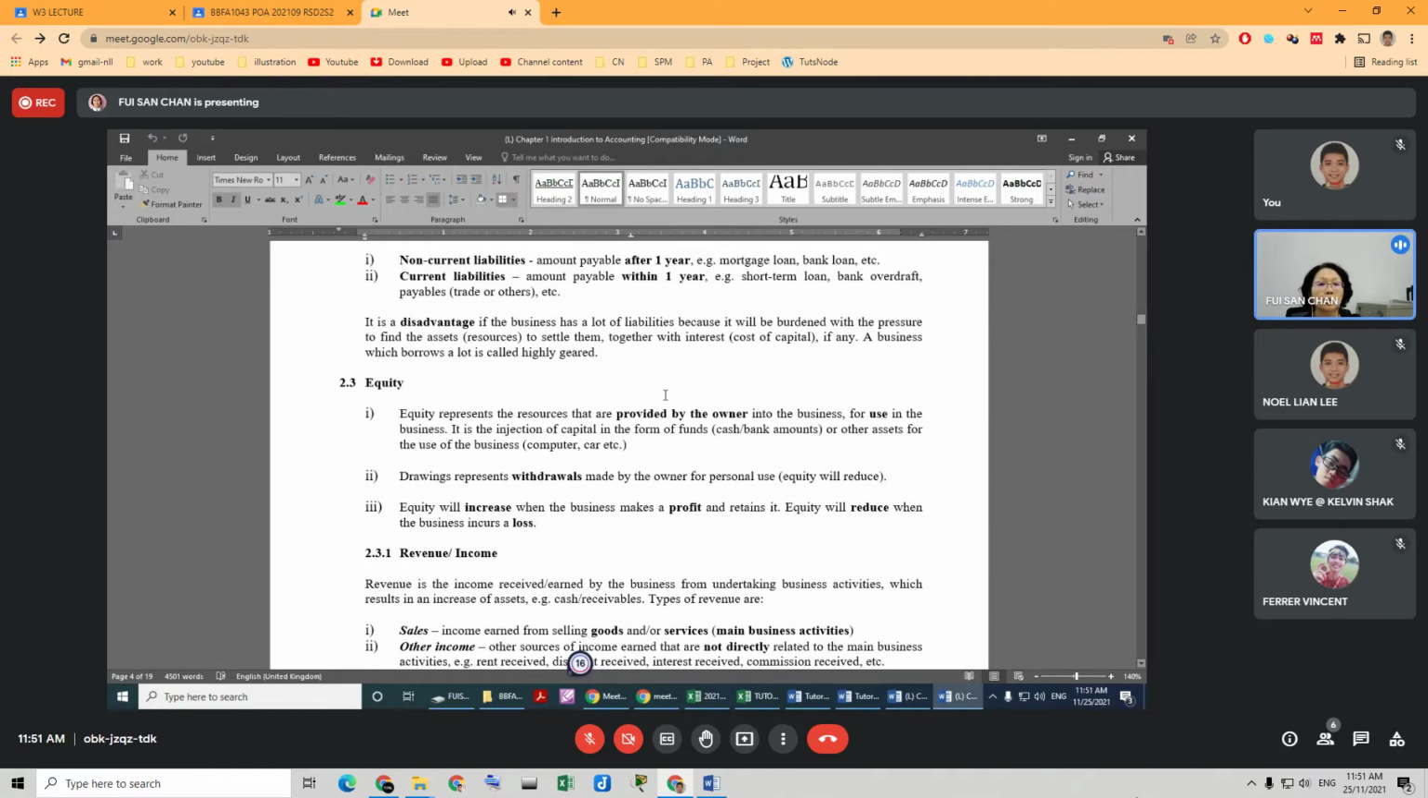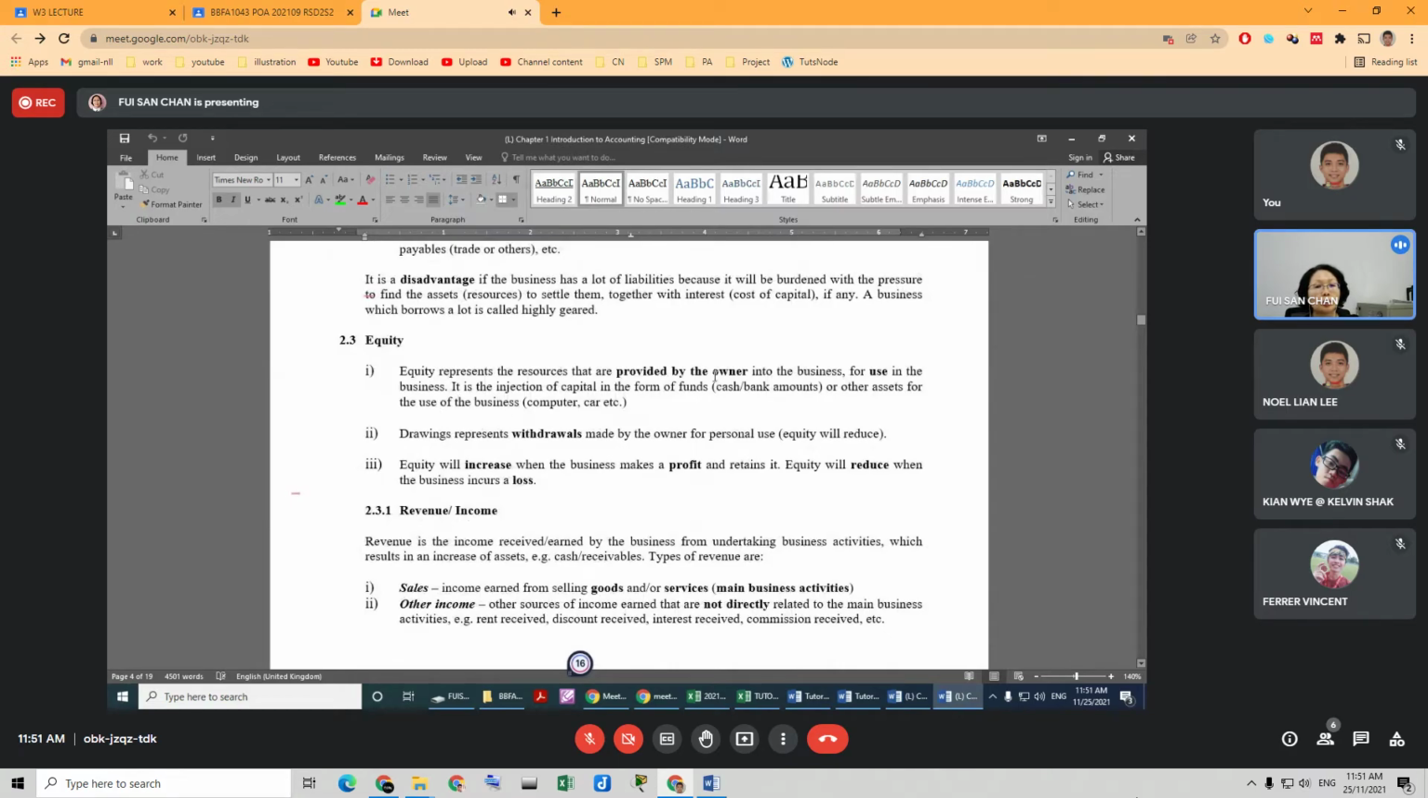So equity is basically the capital. Normally this one is from the owner. Now I'm talking about sole proprietor, meaning there's only one owner. He's the only one who runs the business. And then this owner can do withdrawal, right? What we call drawings. Why do we say it's a drawing? Because it's for personal use, right? So equity will increase when the business makes a profit. When you have profit, your equity will increase. When you have loss, your equity will decrease, right?